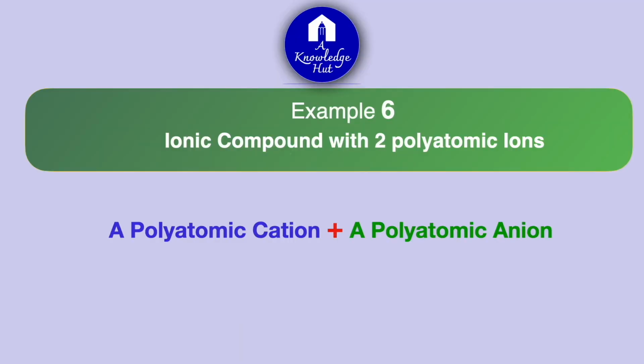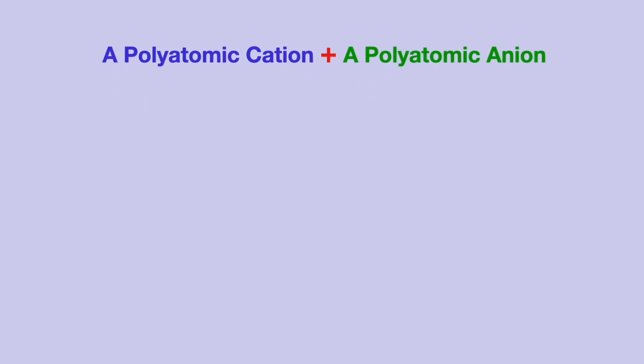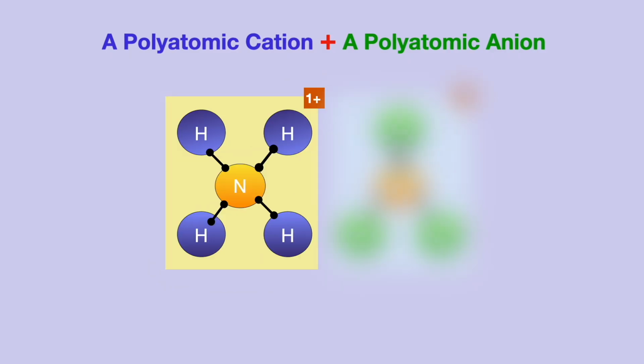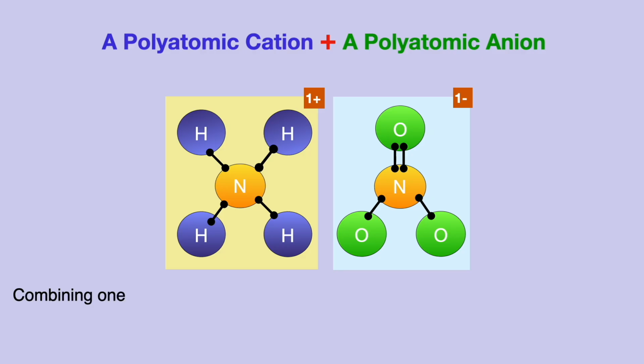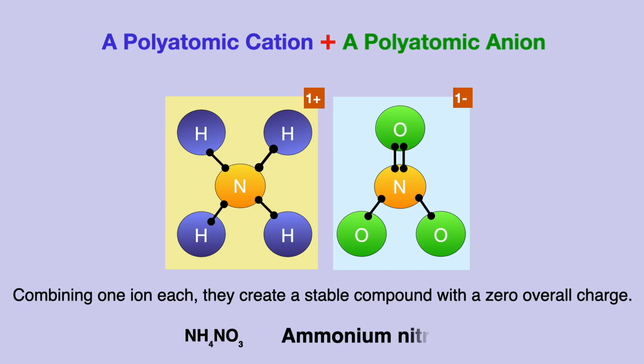Our sixth example discusses a compound formed by two polyatomic ions, in which one polyatomic ion is a cation and the second is an anion. Ammonium ion is the cation which has a +1 charge and nitrate ion is the anion with a -1 charge. Combining one ion each, they create a stable compound with a 0 overall charge. The compound so formed has the formula NH4NO3 and it is named ammonium nitrate.